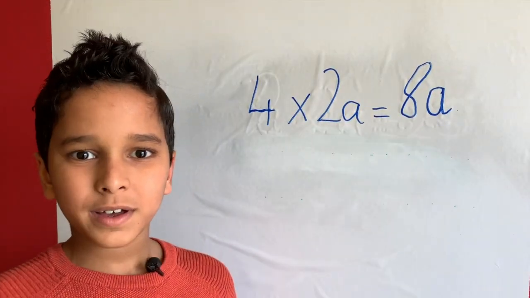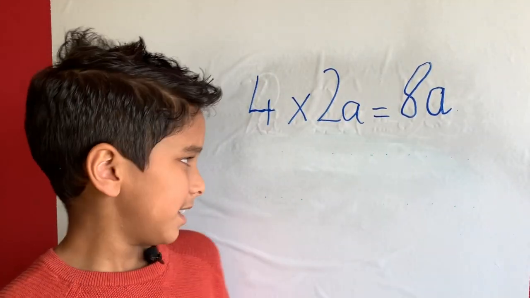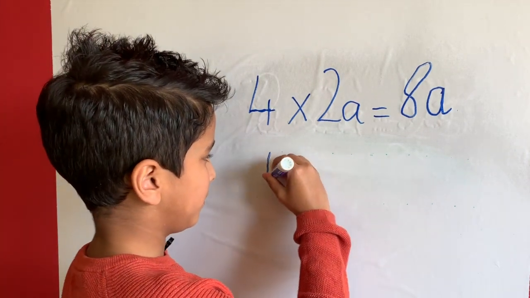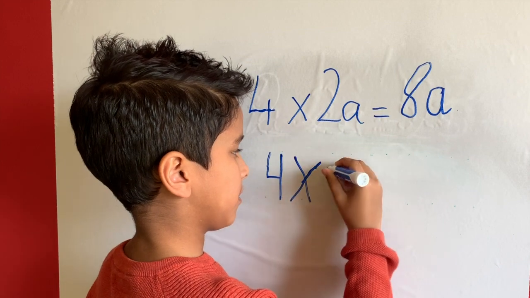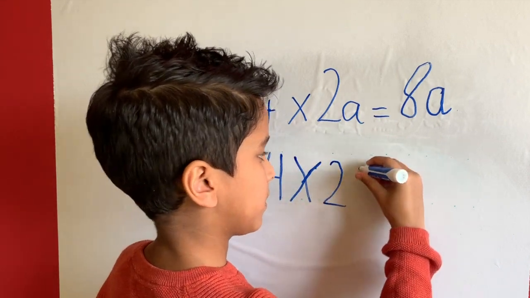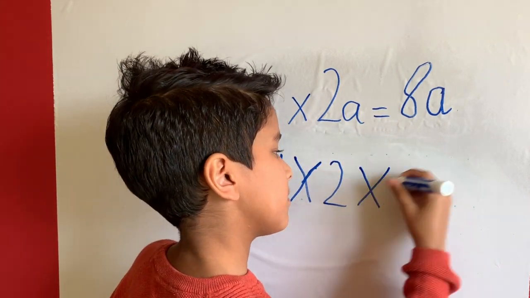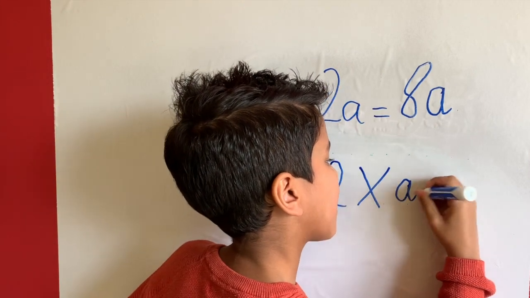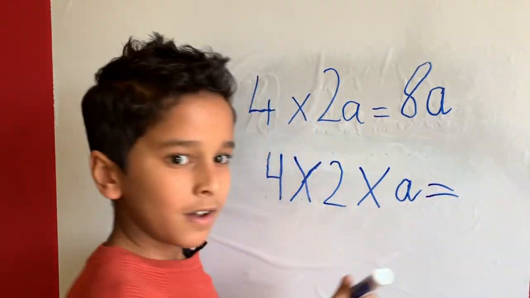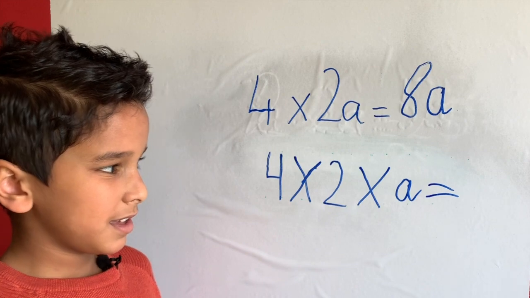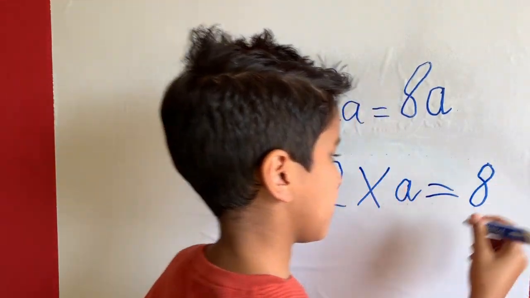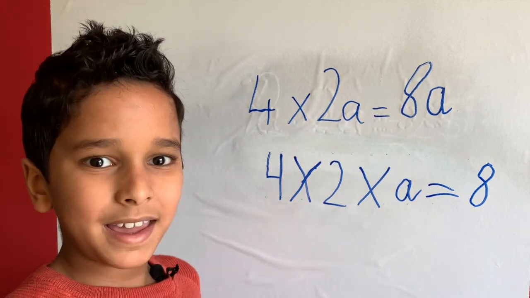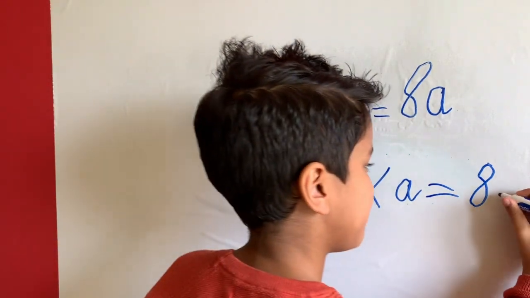Another way of working this out is 4 times 2 times A. 4 times 2 equals 8. 8 times A equals 8A.